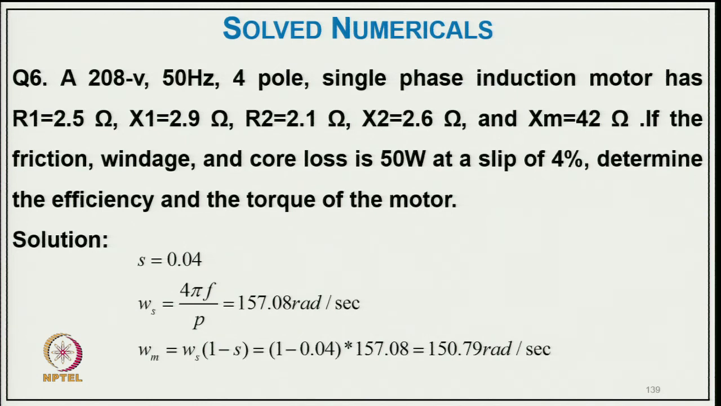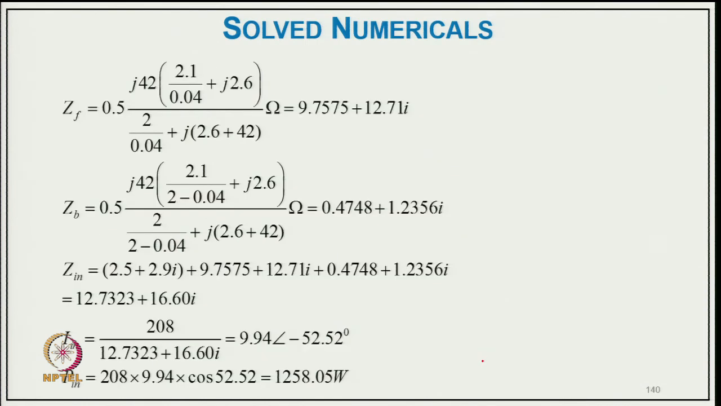The s equal to 0.4, and synchronous speed, 4 pi f by p, is 157.08 radian per second, and omega m equal to omega s times (1 minus s), putting in the value, it comes 150.79 radian per second. ZF, putting in the value, comes 9.7575 plus 12.7 j ohm, and ZB similarly comes 0.4748 plus 1.2356 j ohm, and Z in equal to the sum of both, it comes out 12.7732 plus 16.3 j. So, I input will be the voltage divided by this impedance, 9.94 at the angle minus 52 ampere.